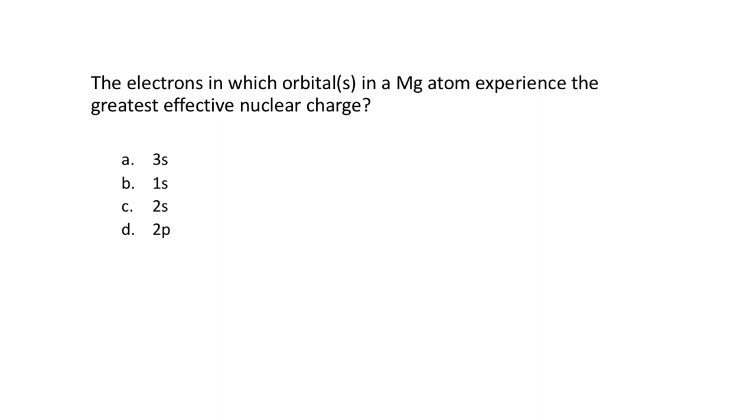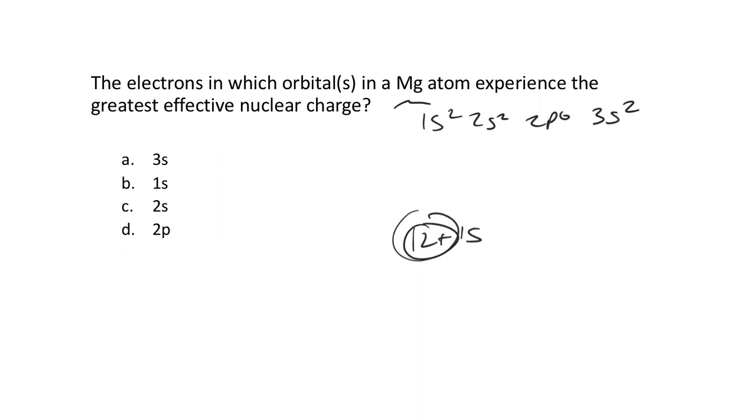The electrons in which orbital of a magnesium atom experience the greatest effective nuclear charge? And so magnesium's configuration is 1s2, 2s2, 2p6, 3s2. And so that's sitting on top of magnesium's 12 plus charge. So you have a 12 plus nucleus. So the 1s electrons are closest on average to the nucleus. So they're the ones that are going to experience the highest effective charge. So they see the highest charge in the nucleus. So the answer to the question would be the 1s.